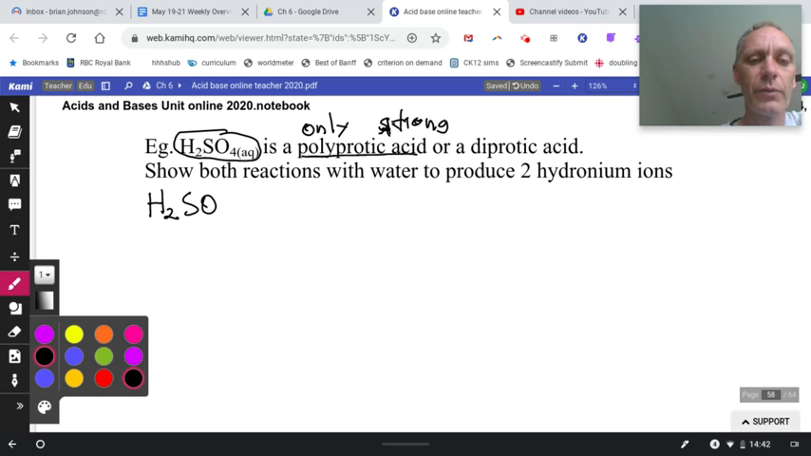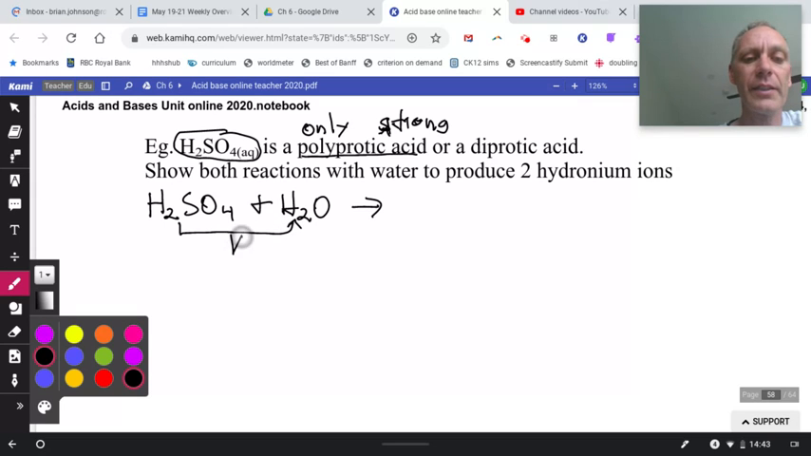So H2SO4. Because it's a strong acid, how many of its protons will it donate to water in its first reaction? Strong acid, correct answer is 100%. So it's the only polyprotic acid that donates 100% of its first protons, and that would make hydronium and HSO4 minus.